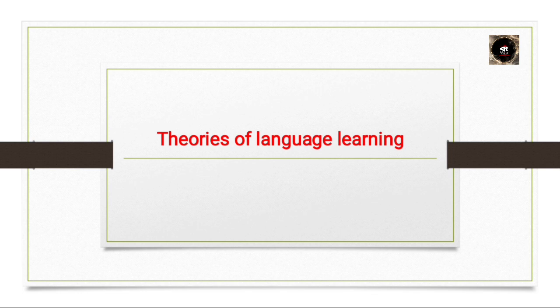Today's topic is about theories of language learning. There are many theories which are used for language learning. In the previous videos, we talked about four theories. The first theory was grammar translation method. The second was direct method. The third was audio lingual method. And the fourth was natural approach. You can watch those videos as well.